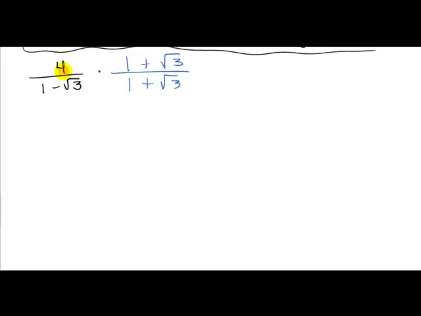Then we can start doing our multiplying. At the top, we're multiplying 4 times 1 and 4 times the positive square root of 3. At the bottom, I have 1 times 1, negative times positive, square root of 3 times square root of 3. And remember, I know I can do it that way because of the difference of two squares. I know this is the answer to the difference of two squares. So we can finish this out.